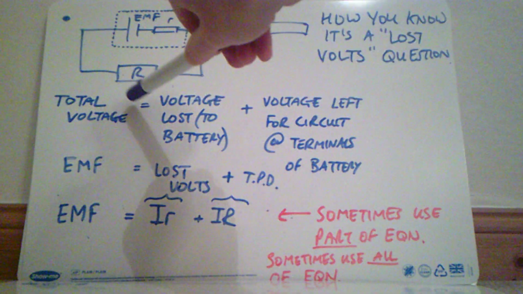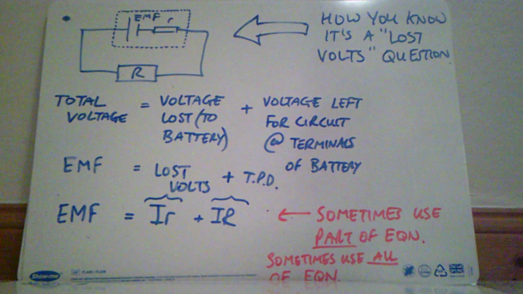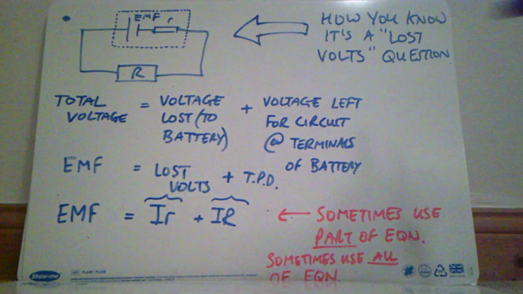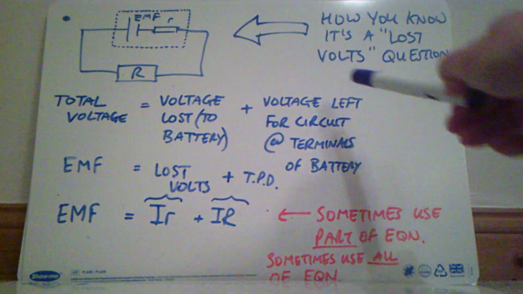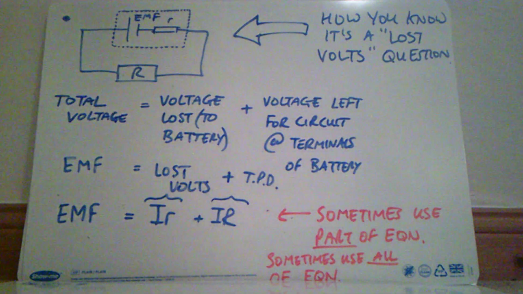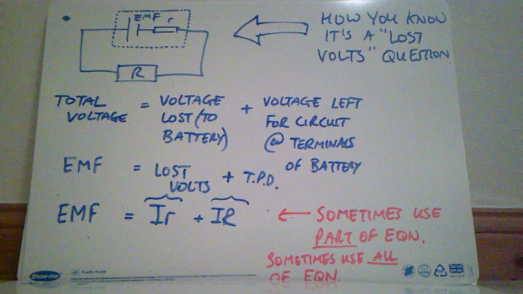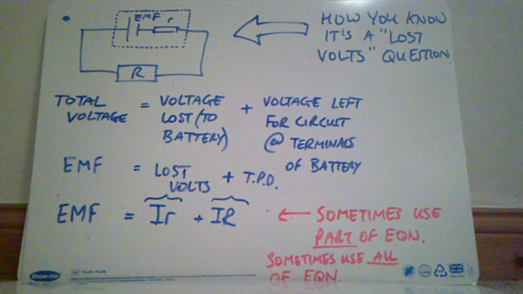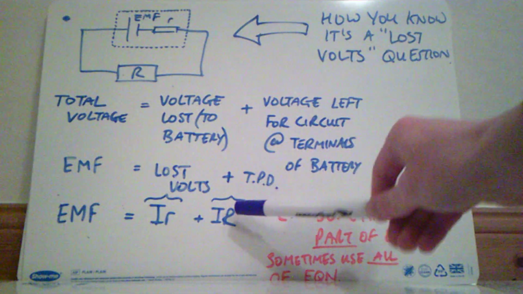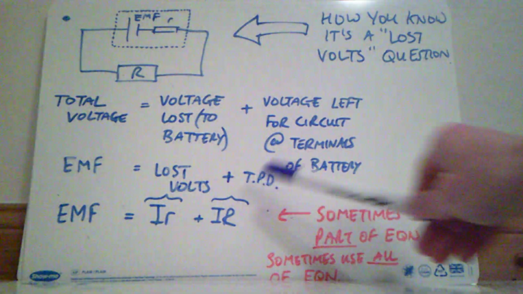So total voltage, we give the name EMF. The voltage lost to the battery itself is what we call lost volts, so that gets the voltage word, and then the voltage left for the circuit at the terminals of the battery is known as terminal potential difference. This formula then evolves into EMF equals I times little r plus I times big R. So I times little r is the lost volts, and I times big R is the terminal potential difference.